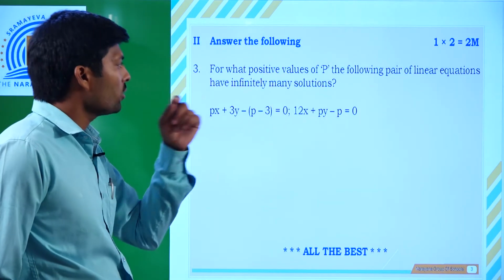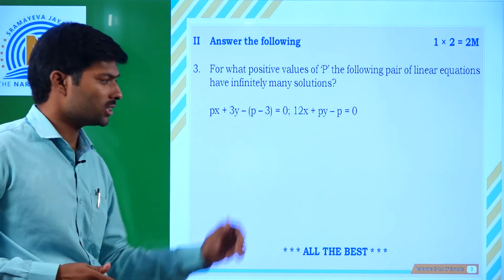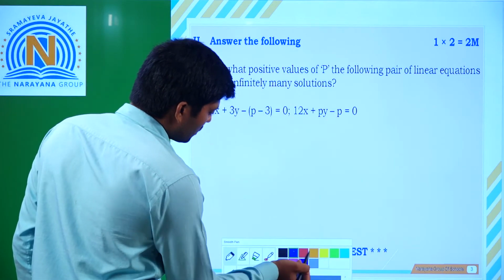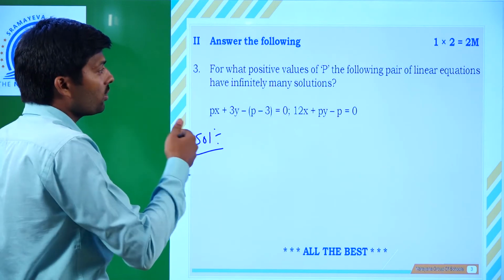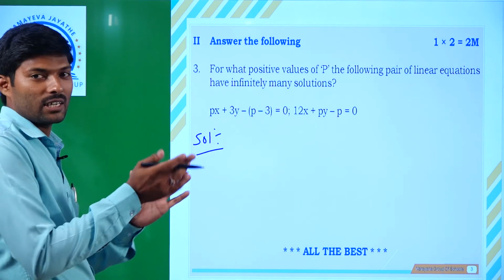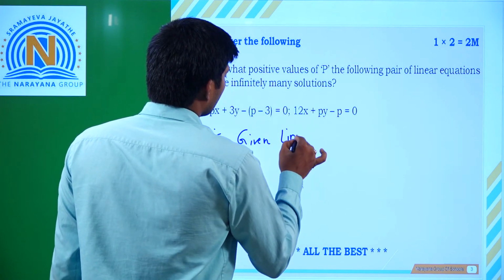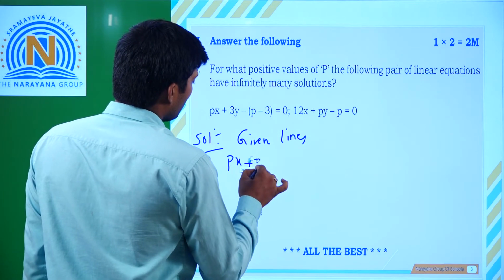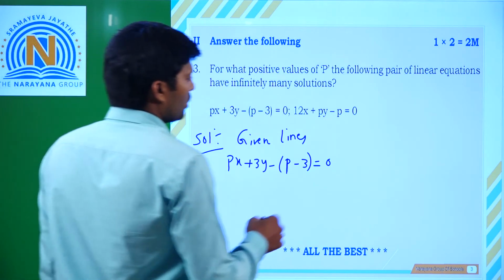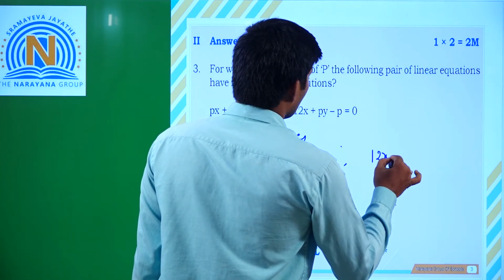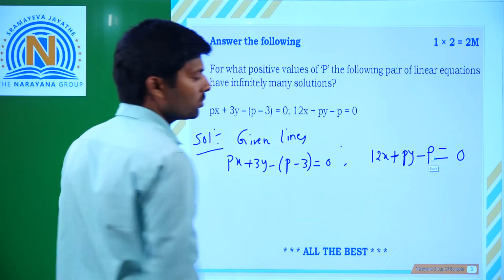For what positive value of p does the following pair of linear equations have infinitely many solutions? Infinitely many solutions means this is relevant to coincident lines. First of all, you have to take the condition of coincident lines. What are the two given lines? px plus 3y minus of p minus 3 is equal to 0. Next, 12x plus py minus p is equal to 0.